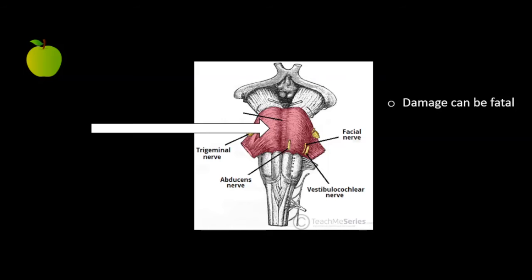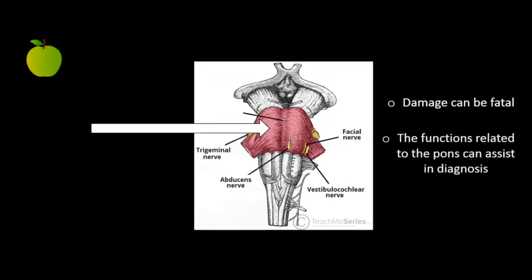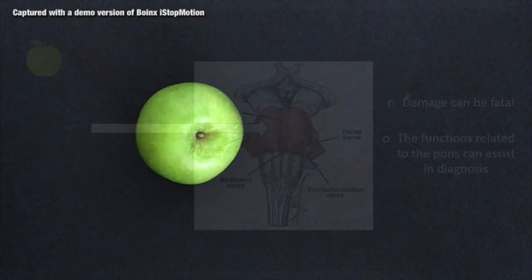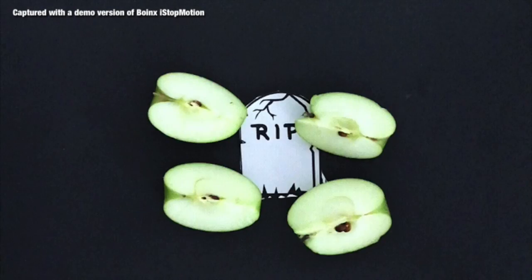Damage to this area, for example, by way of a pontine glioma, can lead to fatal consequences. However, the anatomy can assist in diagnosis. For example, cranial nerve damage can be assessed via eye muscle movement.